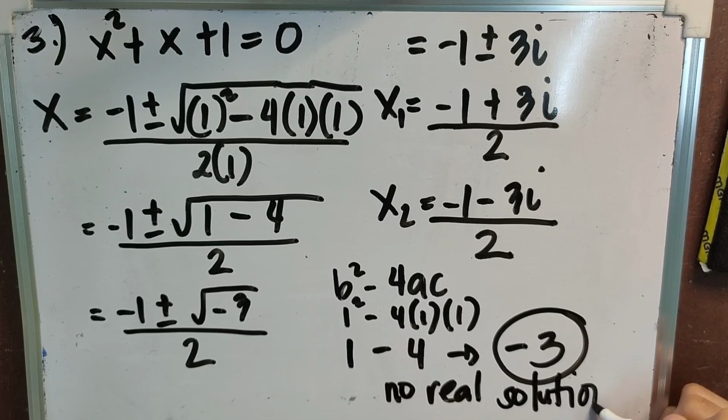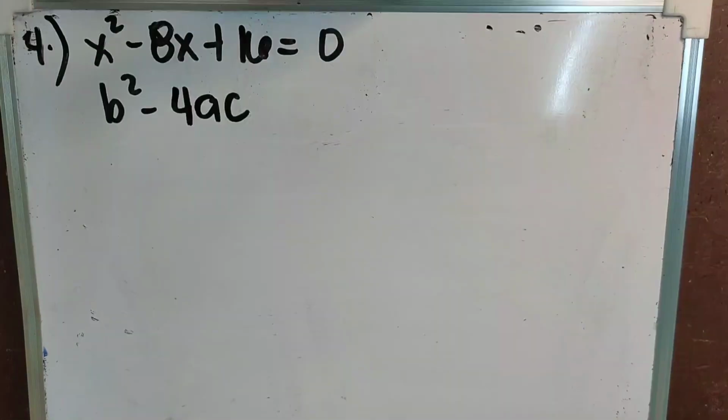Again, earlier, the answer was positive. If positive, two distinct real solutions. Now this time, no real solution since the final answer is negative 3. Okay, let's have example number 4.